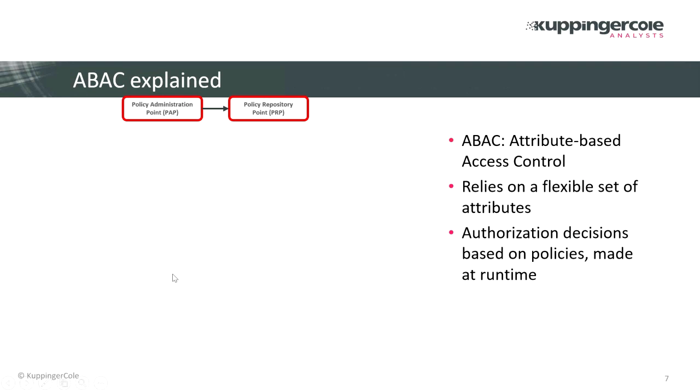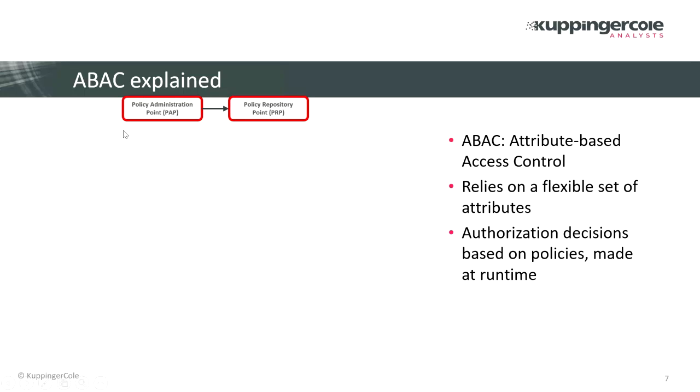On the other hand, we have something which is commonly called ABAC, for attribute-based access control. I personally tend to use a term which I call APAM, for adaptive policy-based access management. Why I tend to use that term, that's something I will explain later on during that presentation. So this relies on a flexible set of attributes, and authorization decisions are based on policies made at runtime. I'll try to quickly explain the basic concept.